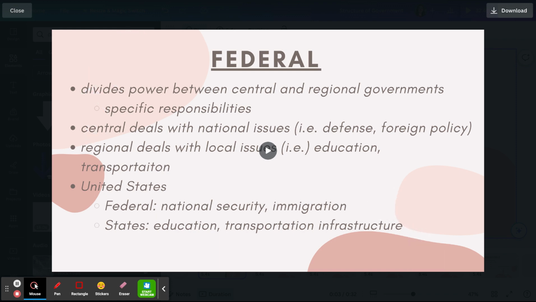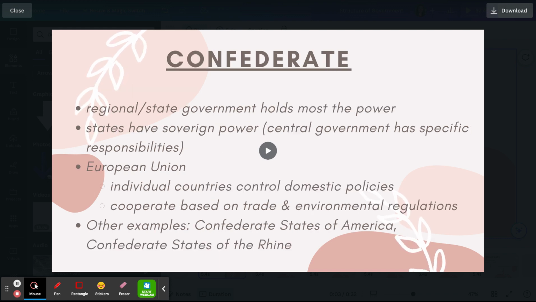The United States is one of the most well-known examples of a federal government. Within the United States, it is the federal government's responsibility in Washington, D.C. to take care of things such as national security and immigration policy. Individual states are responsible for education and transportation. These individual responsibilities are spelled out in the Constitution, which creates a division of power between the federal government and the state government, which was very important to the founding fathers when they created the Constitution.